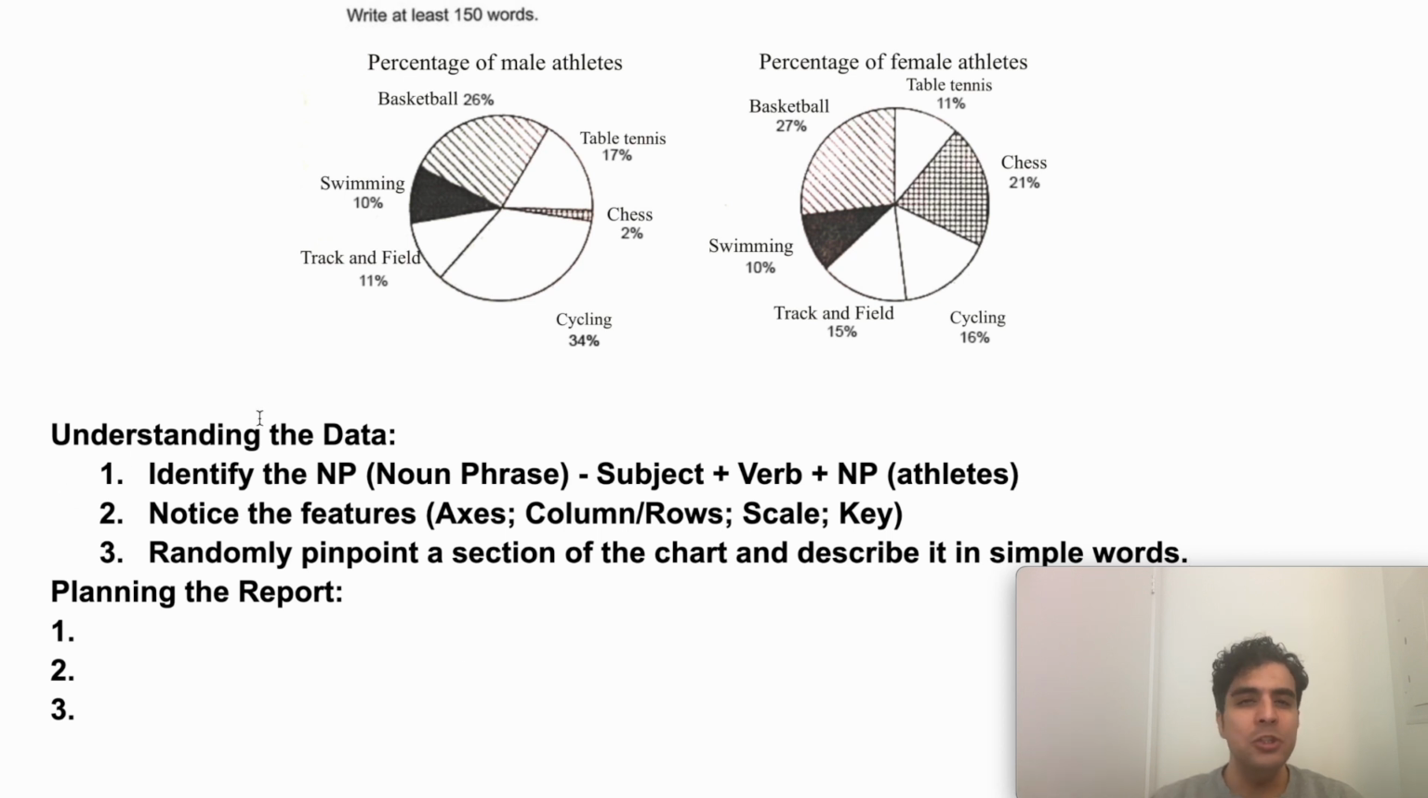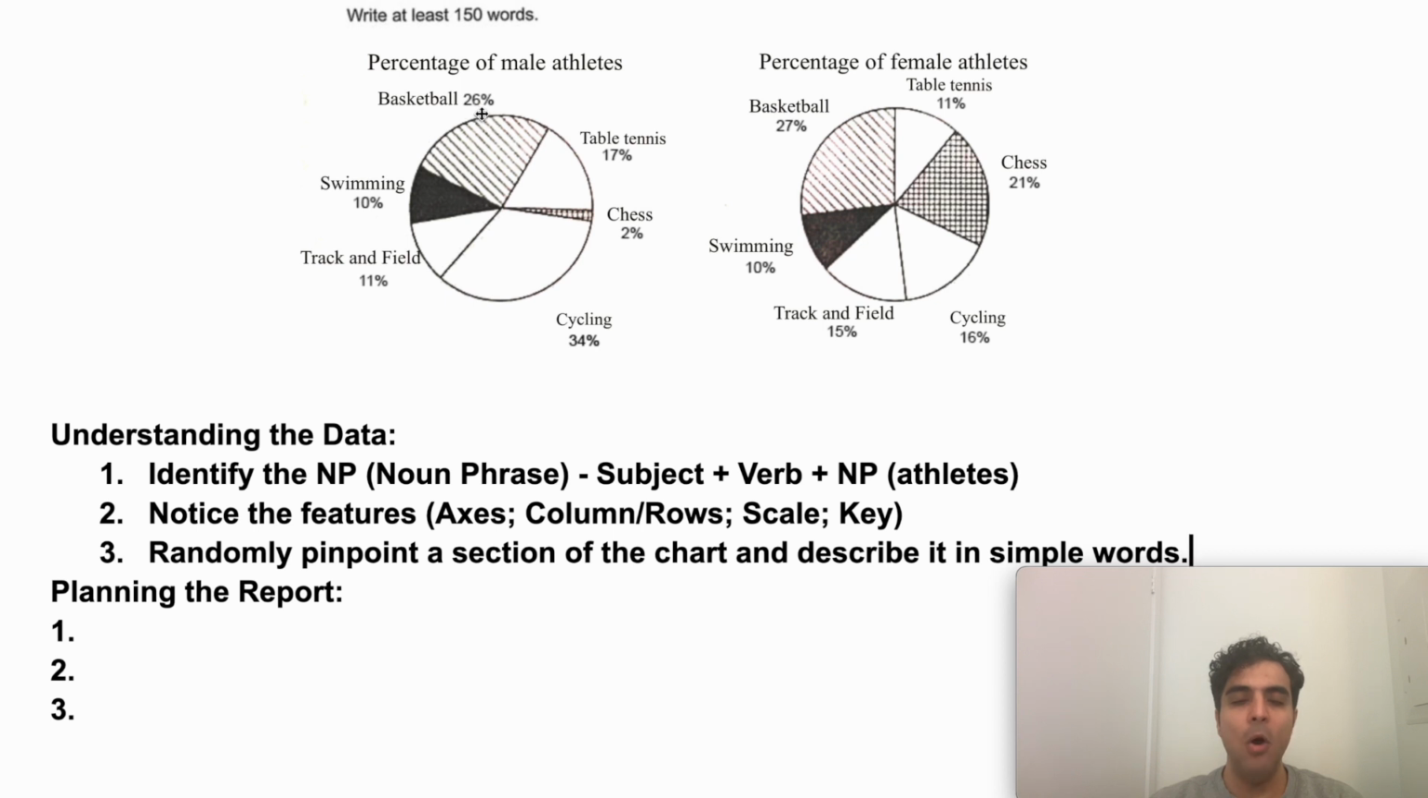So first of all, try to be random, because if you choose a section that you think is easy to describe, then you're not really challenging yourself and you're not really helping with this step of the process. The real challenge is in suddenly, randomly choosing a given section of the chart and then being able to describe that section of the chart in simple words. I'll show you what I mean. So let's say we want to go with this part of the chart. I've randomly pinpointed a part, and this is the part that I'm going to be describing.